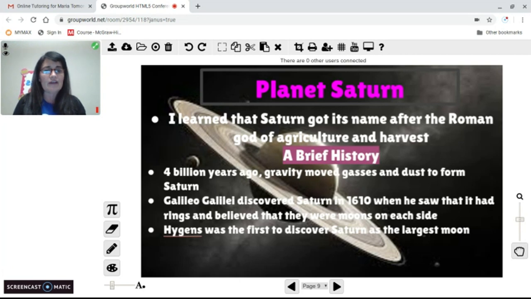4 billion years ago, gravity moved gases and dust to form Saturn. Galileo Galilei discovered Saturn in 1610 when he saw that it had rings and believed that they were moons on each side. Of course, that's not true, but back then that's what they thought. Huygens was the first to discover Saturn's largest moon.